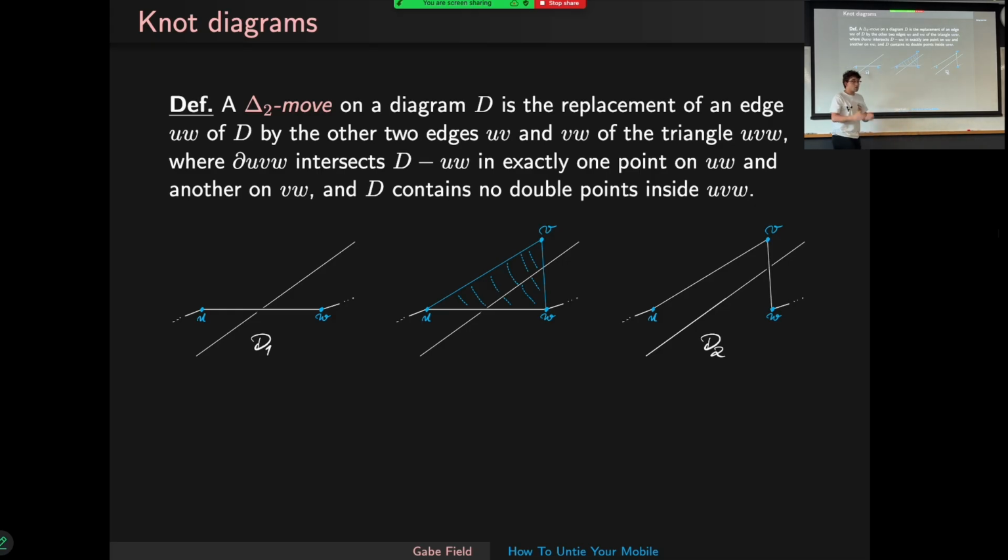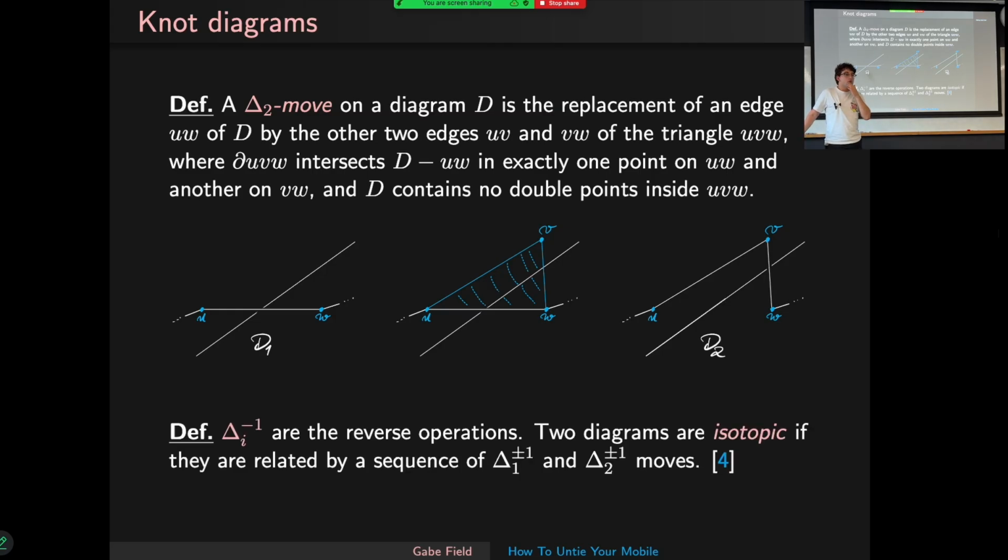Cool? Yes? If we have a triangle with base U to W, is there any points that would be an illegal move for that third point in that triangle? Like, can we move V around anywhere we would like and it would still be a delta 2 move? I am not allowed to put it here, for example, because then the result that I get is not a diagram. And I guess that's something I should have spelled out a bit more, but does that make sense? Cool. Otherwise, all good? Fantastic.